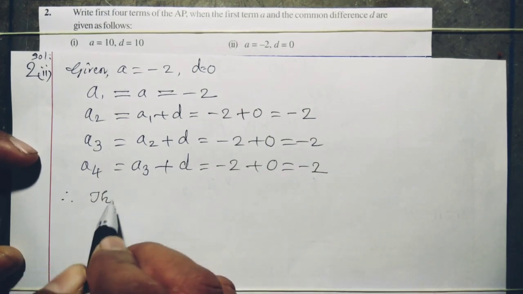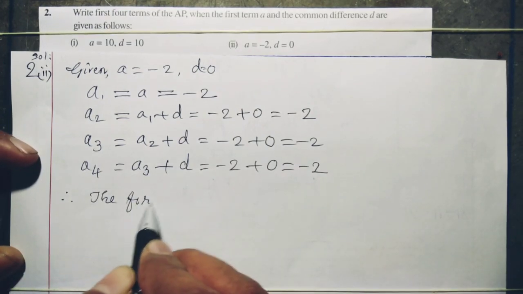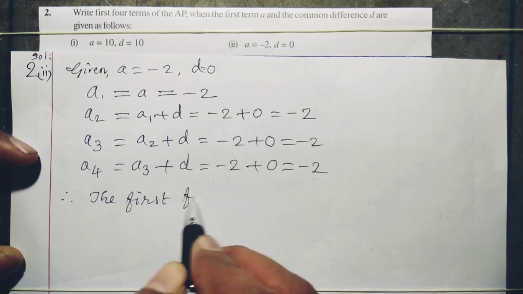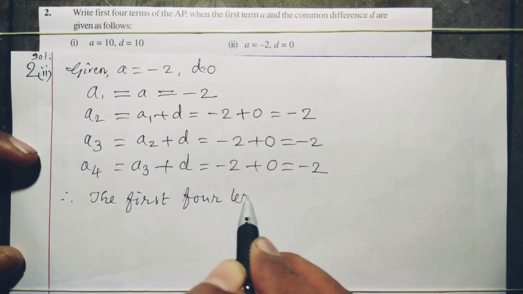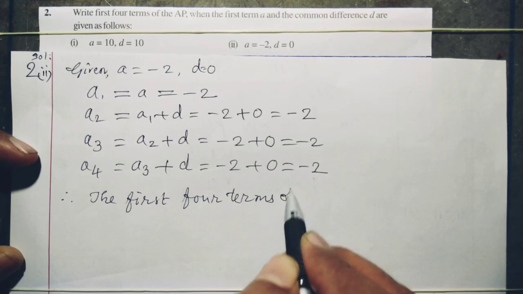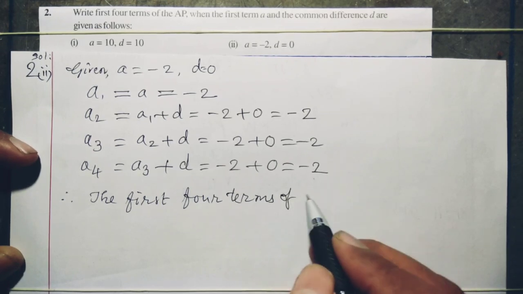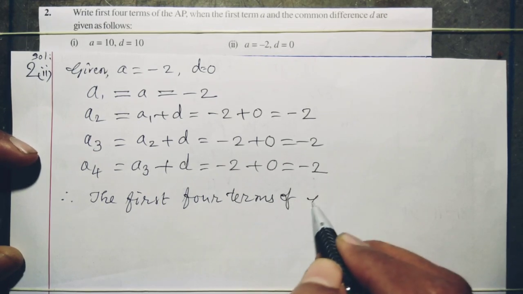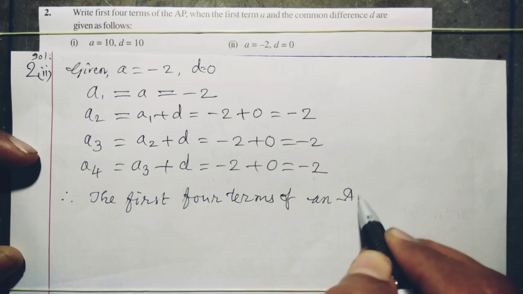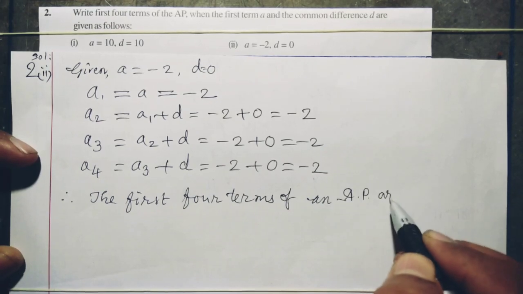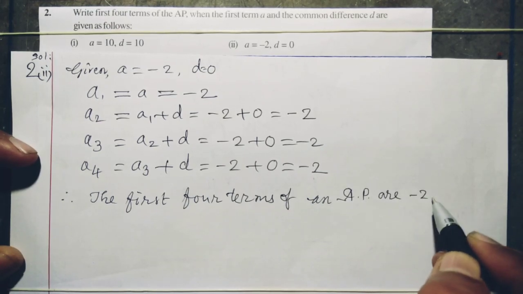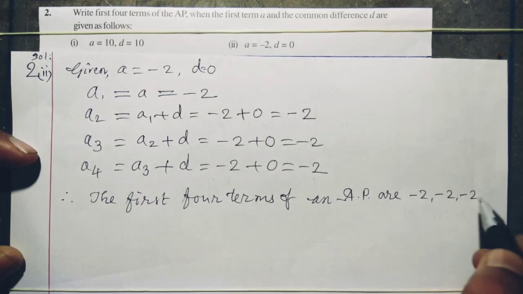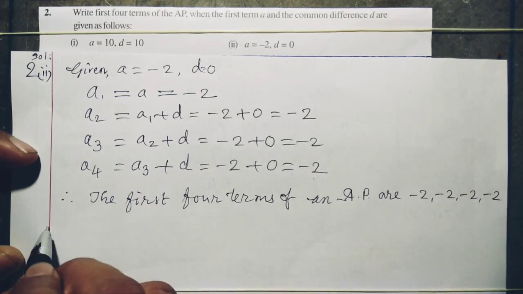Therefore, the first four terms of an AP are minus 2, minus 2, minus 2, minus 2.